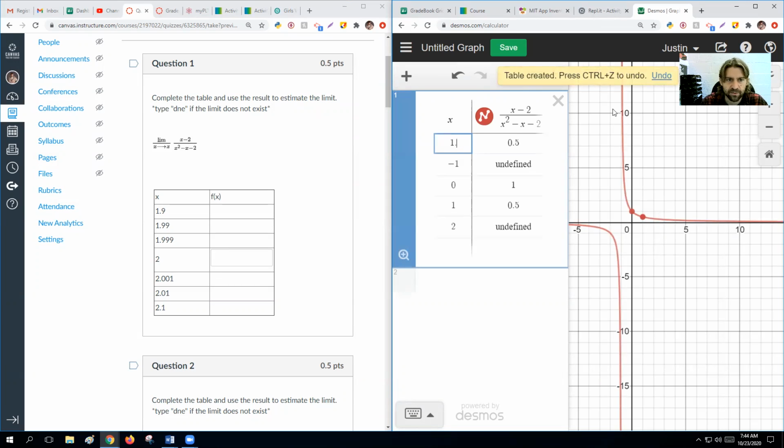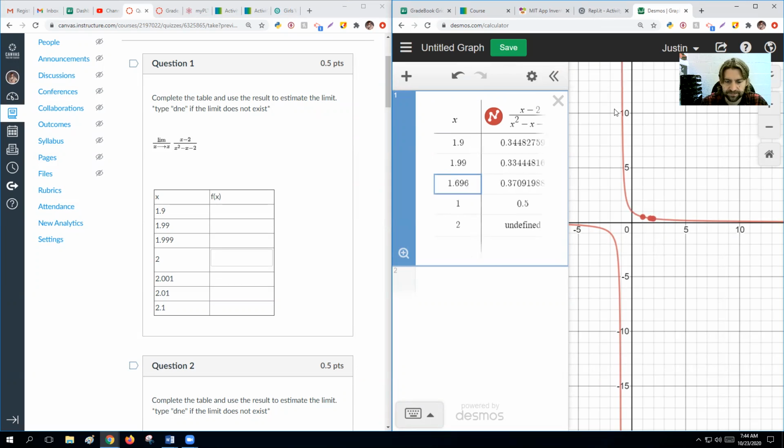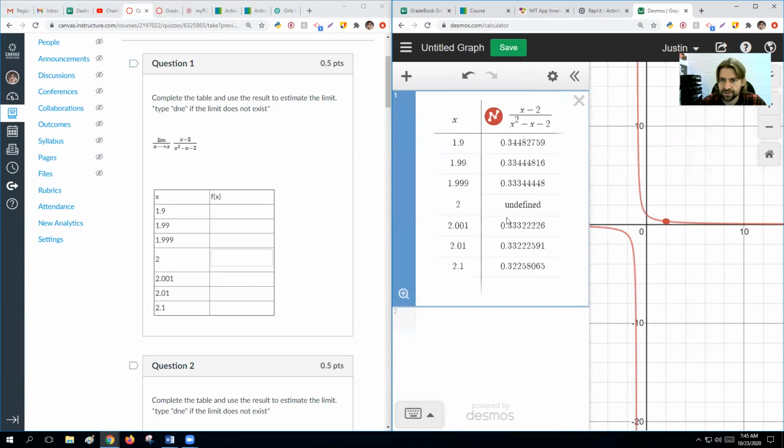I'm just going to type in the numbers 1.9, 1.99, 1.999. 2 gets undefined by 2.001, 2. All right, so if you look here, if we follow the pattern of what's going on, we're getting closer and closer to 1/3, so 0.333.